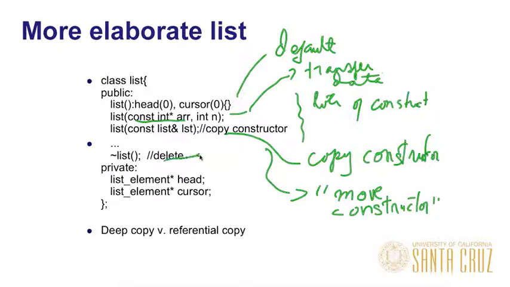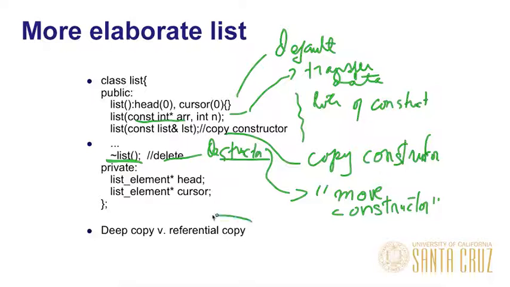And then good citizenship requires that we have a destructor. And again, remember what a destructor looks like. It always has this little tilde symbol, and then just like with the constructors, it gets to use the class name.